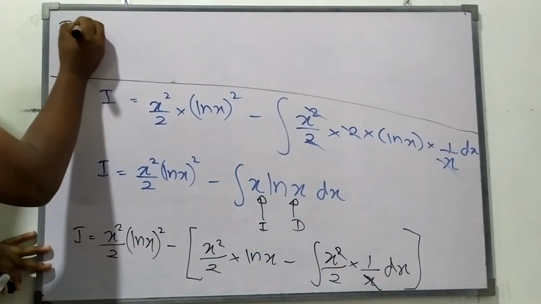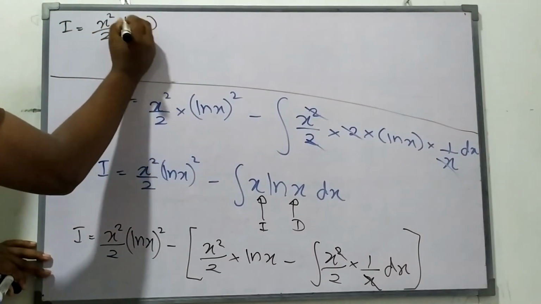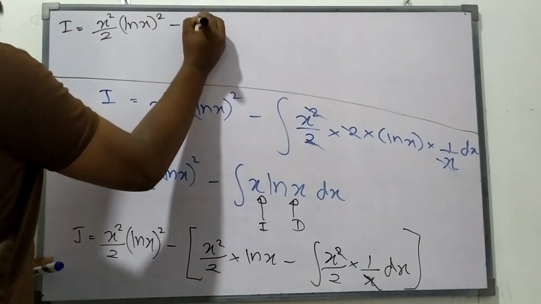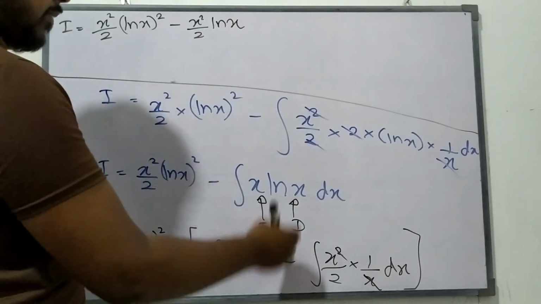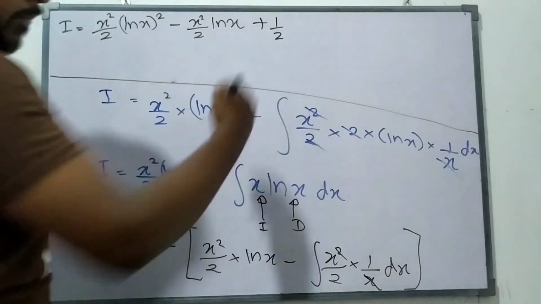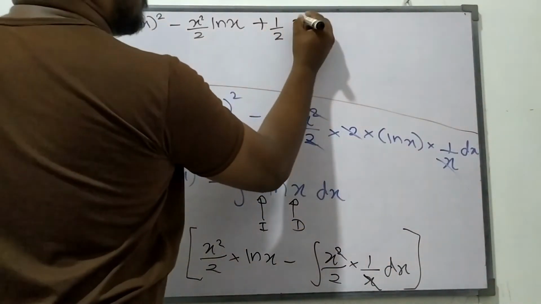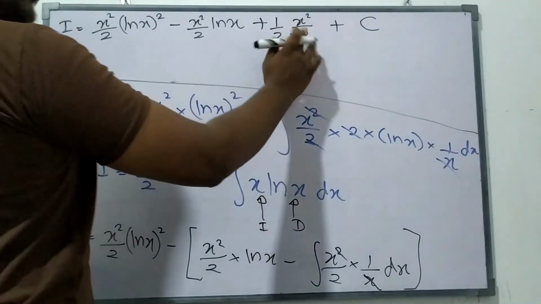So I becomes x squared over 2 ln x, minus the integral, where the half comes out, and here x dx means x squared over 2. Plus c. So 2 into 2 is 4.